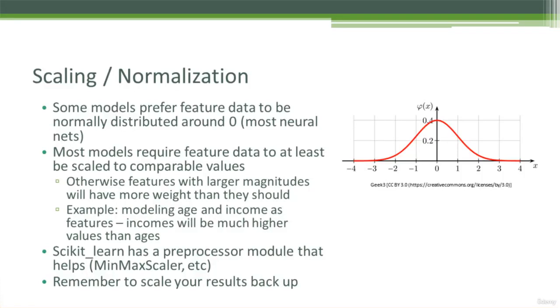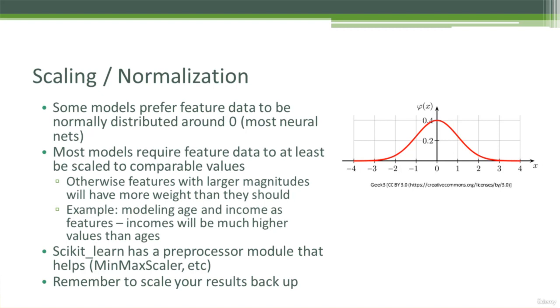We can also talk about scaling and normalizing your data. Again, pretty much every model requires this as well. A lot of models prefer their feature data to be normally distributed around 0, and this is also true of most deep learning and neural networks. At a minimum, most models will require that your feature data is at least scaled to comparable values. There are models out there that don't care so much, such as decision trees, but most of them will be sensitive to the scale of your input data.